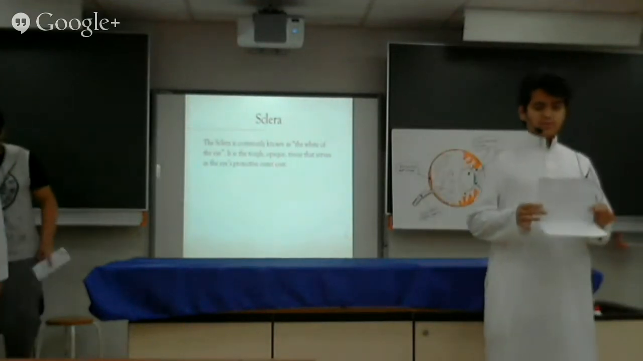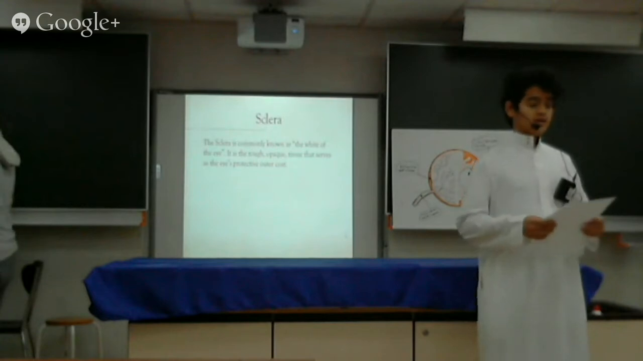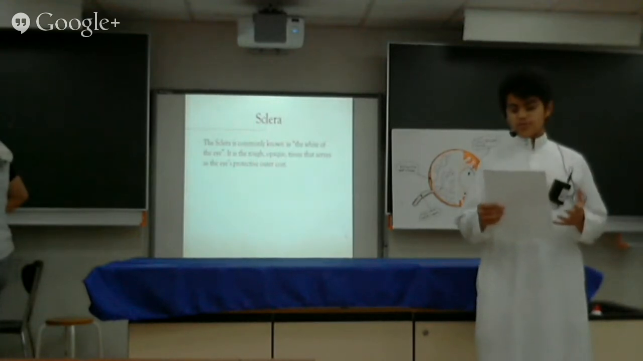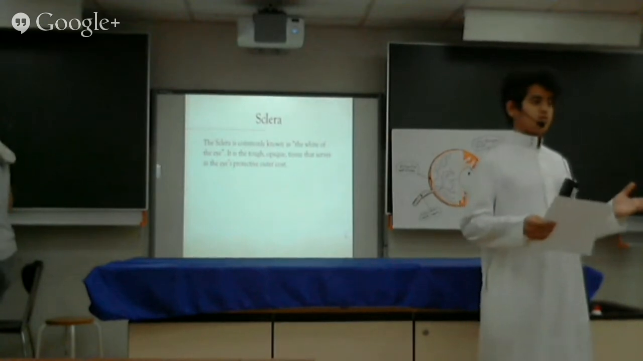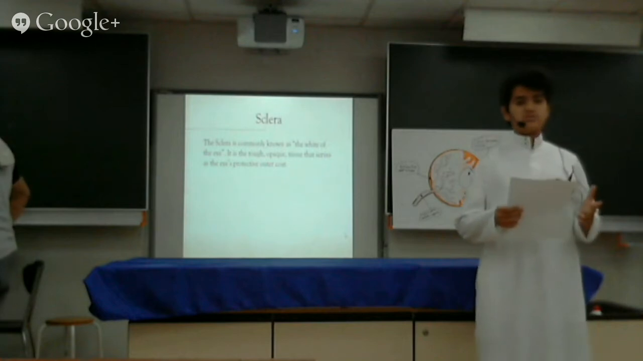I want to talk to you about the sclera. The sclera is commonly known as the white of the eye. It is the tough opaque tissue that serves as the eye's protective outer coat. Six tiny muscles are connected around the eye and control the eye's movement.